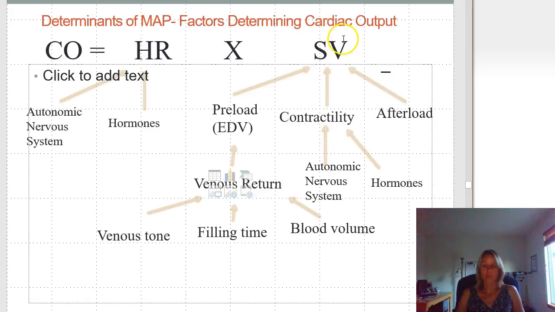The stroke volume, as we talked about earlier, is going to be affected by the preload, the contractility, and negatively affected by the afterload. So an increase in preload would lead to an increase in stroke volume.